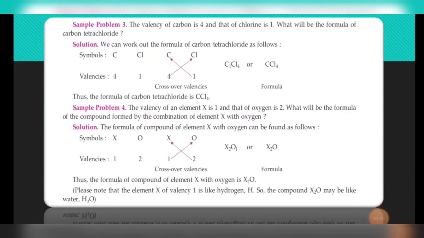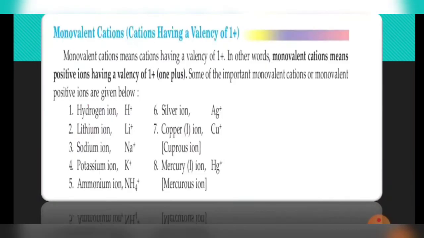So this is all about how we can write the chemical formula. Till now we have discovered how we can write a chemical formula by just knowing the numbers, by just knowing the name of any formula, any substance. So now let's learn more about the valency of the different ions: monovalent ions, divalent ions, polyatomic ions.